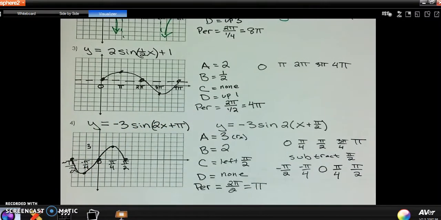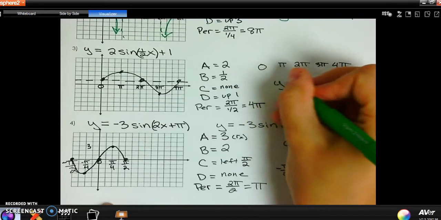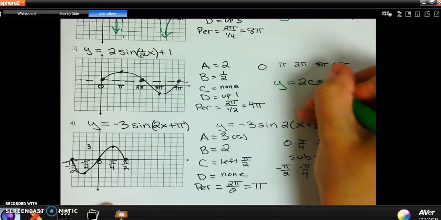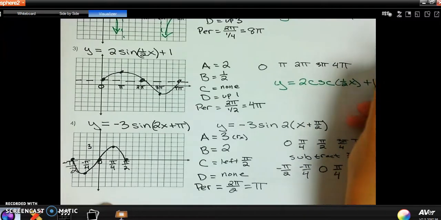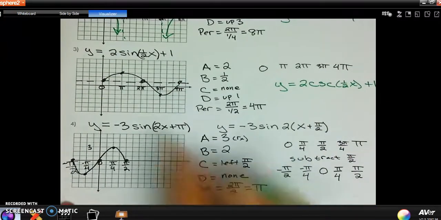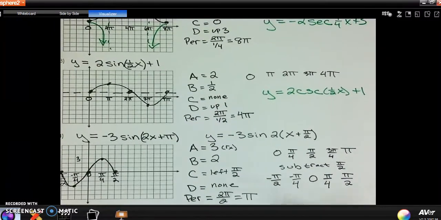Now, once you have that done, if you were asked to graph the reciprocal functions, for example, if over here you were asked to graph y equals 2 cosecant of 1/2 x plus 1, all you would do is first graph this black one. When you graph that, if you're using a pencil, you would graph the black one very lightly, because that black curve is not part of the graph.